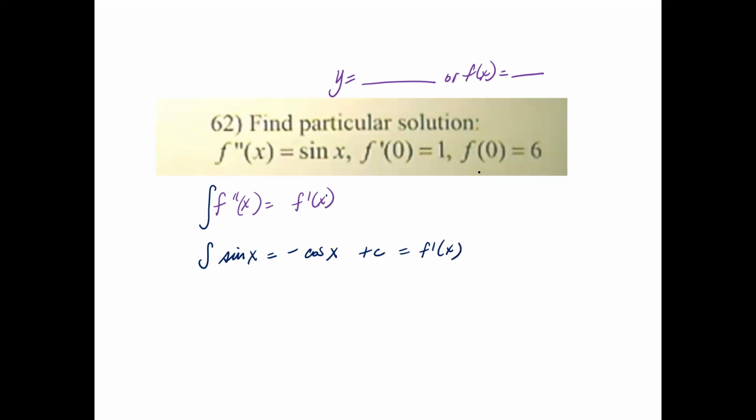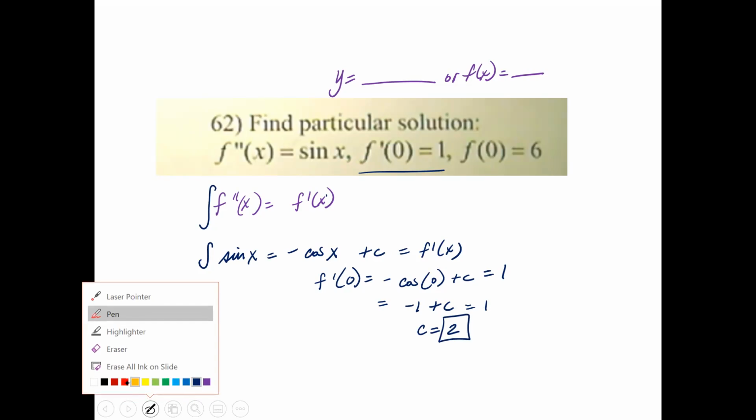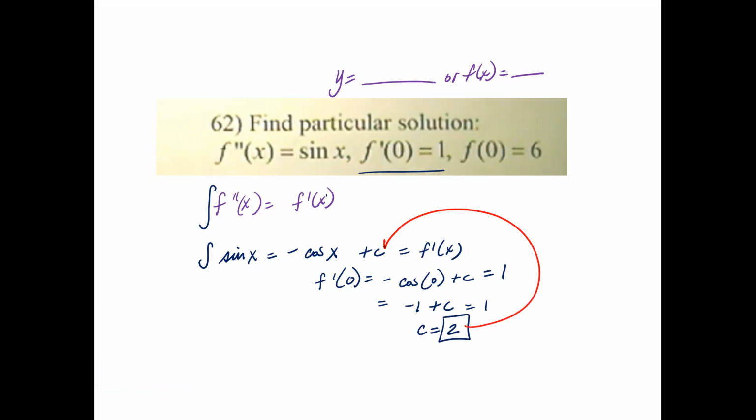Well, it's given to you here that f prime of 0 equals 1. So let's plug this in. f prime of 0 equals negative cosine of 0 plus c. So negative cosine of 0 is going to give you a negative 1. And it's also giving you that f prime of 0 equals 1, so negative 1 plus c equals 1. c equals positive 2.